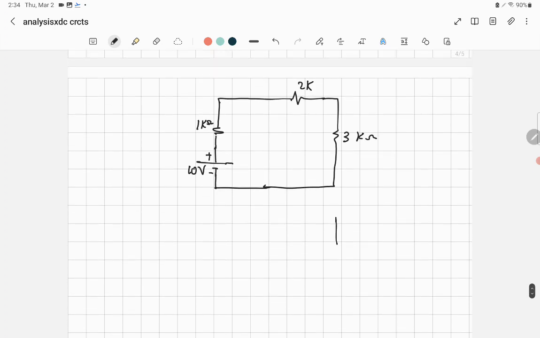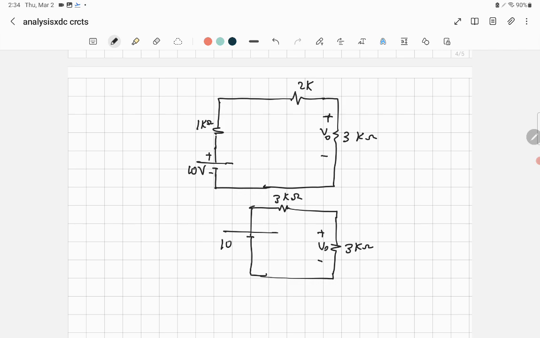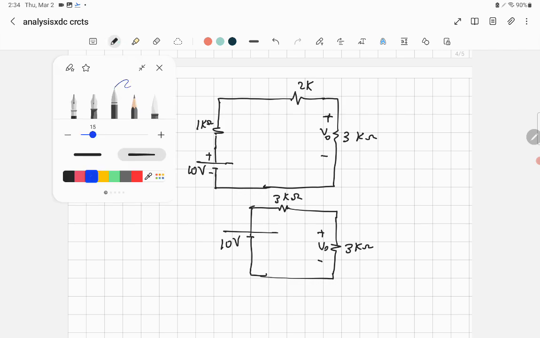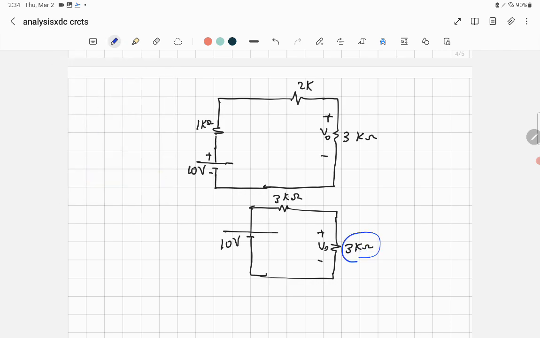If you sketch it again like this, the 3 kilo ohm is where you want to find the voltage across. You have 2 kilo ohm and 1 kilo ohm, and you can add them together to get 3 kilo ohm. And the voltage is equal to 10 volts. So when you look at this problem, it's really easy. Why? Because you have 3 kilo ohm, another 3 kilo ohm, and 10 volts. This voltage is going to be divided equally because they are equal resistances, so this will be equal to 5 volts.